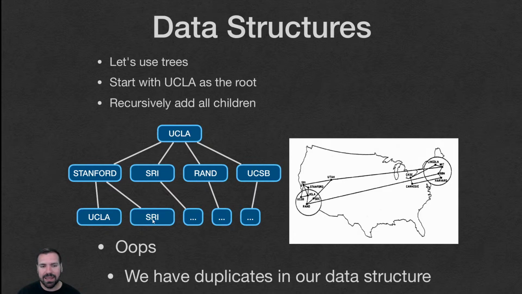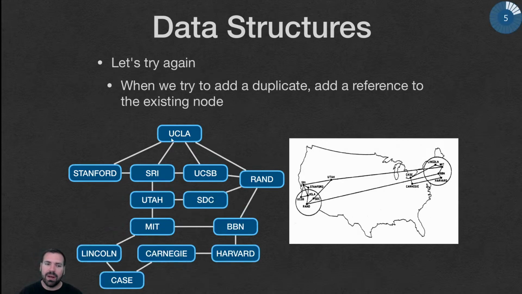Because SRI is then going to have UCLA as a child. UCLA will have Stanford as a child. We're going infinite if we use a tree. So let's try something a little bit different. Whenever we're going to add a duplicate node or a duplicate location, let's just not add it. And instead, we're going to add the connection to the existing node.